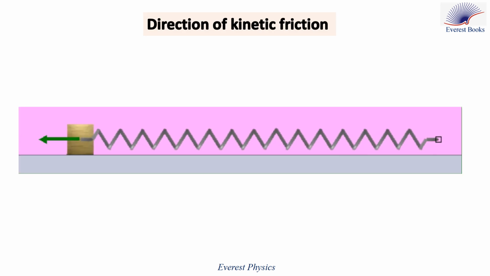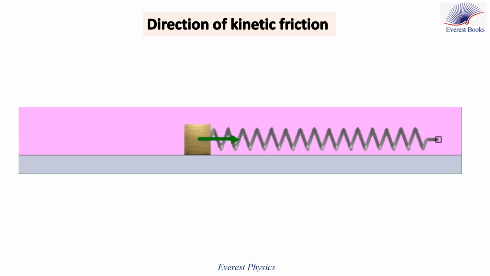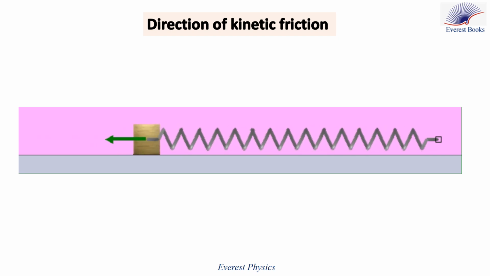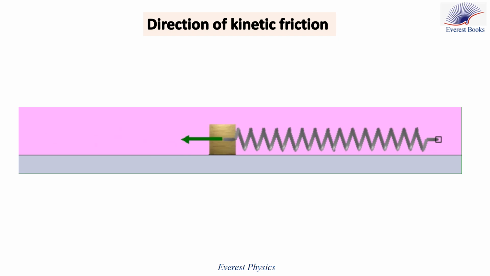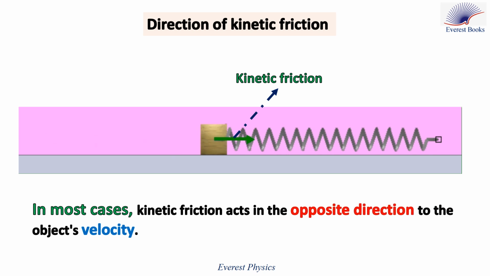Watch the upcoming crocodile animation to learn about the direction of kinetic friction. We notice that as the block moves to the right, the kinetic friction acts to the left, and as the block moves to the left, the kinetic friction acts to the right. Therefore, in most cases, kinetic friction acts in the opposite direction to the object's velocity.